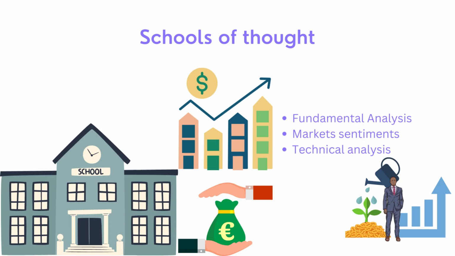The second one will be market sentiments. Some investors believe that the markets are moved by how an investor feels and how they react to specific information. Basically, they are driven by emotions. So they seek to predict how the market will move when certain things happen. The last school of thought is technical analysis. This method uses statistics, indicators, and trends. Technical analysis looks at patterns in the price of an investment to predict future movements in the investment's price.